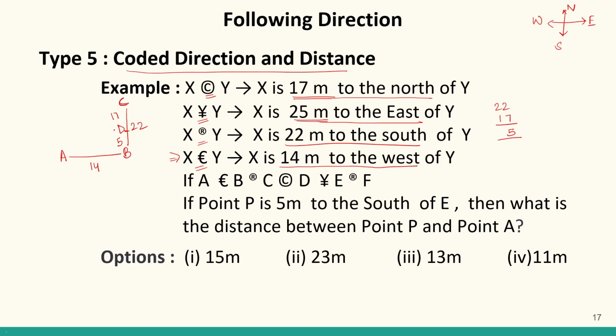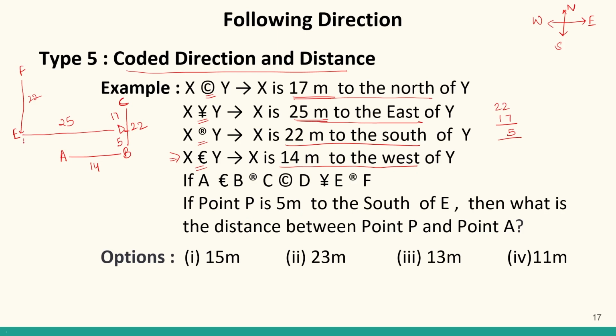This is given. D is 25 meter to the east of E. And E is 22 meter to the south of F. I'm taking reference here. E is 22 meter to the south of F. Now, this is given in the question. Now, point P is 5 meter to the south of E.